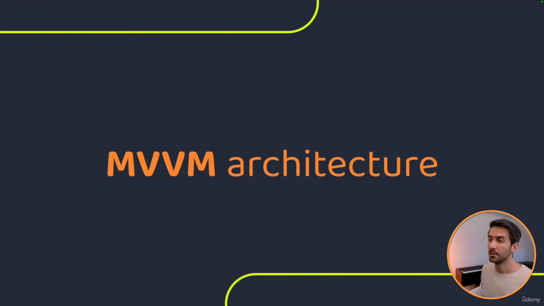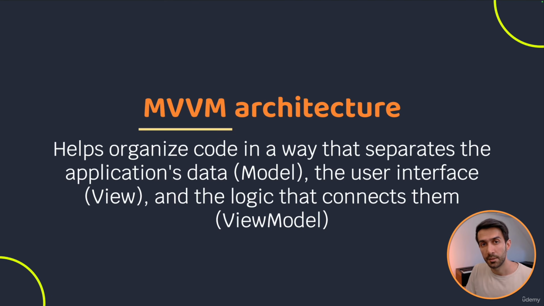And that's where MVVM architecture comes into the game. MVVM is an architecture that helps organize the code in a way that separates application's data, which is model, the user interface, which is view, and the logic that connects them both, which is ViewModel. Hence the MVVM, model, view, ViewModel. It was first introduced by Microsoft, but now Google has recommended it for a long time. So now let's break it down to its layers.